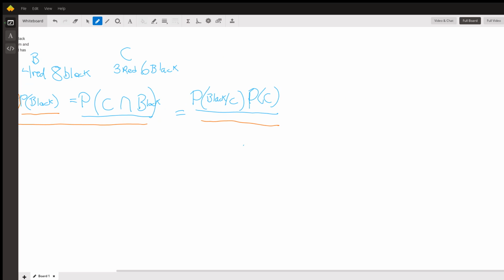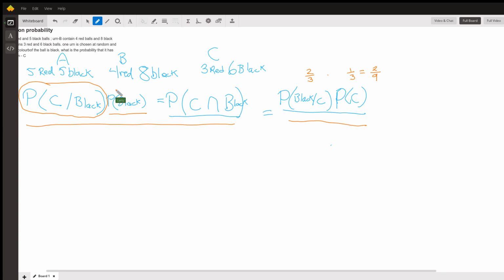First of all, the probability that you pick your ball from urn C is exactly 1 out of 3. There are 3 urns, and it's equally likely that you pick them. And what is the probability that if you pick from urn C, you pick a black ball? Well, that's 6 out of 9, or 2 out of 3. So this probability is 2 out of 3 times 1 out of 3, which is 2 out of 9. We'll come back to that later.